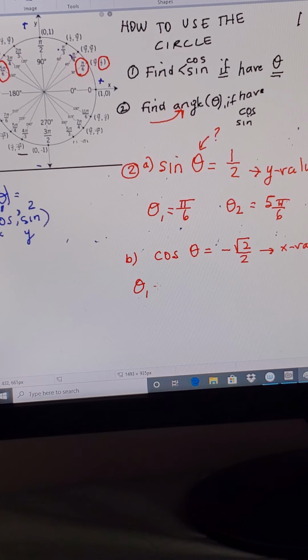So what are the possible values for my angle? Possible values for my angle are 3 pi over 4. So let me just use another color here, right? So I was looking for an x value of negative square root of 2 over 2, which led me to my answers: 3 pi over 4 and 5 pi over 4.